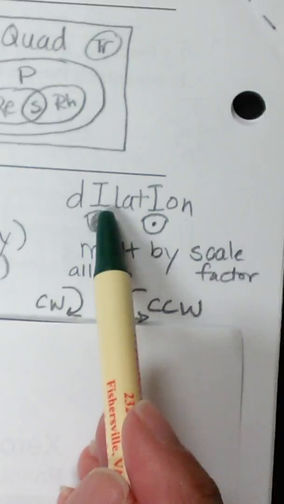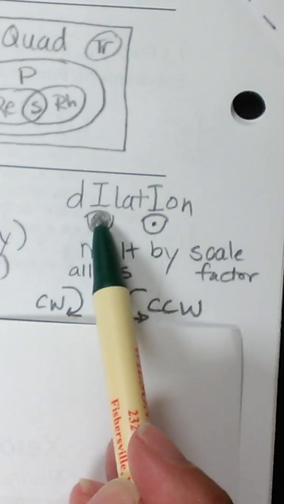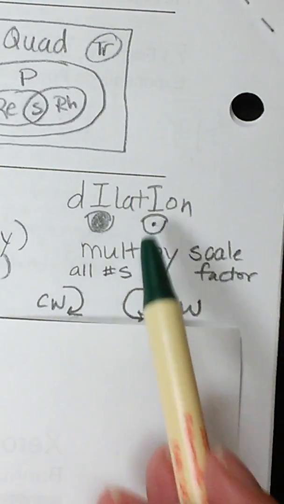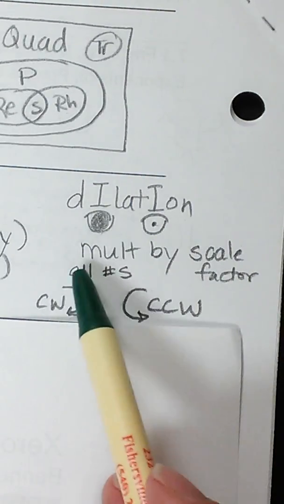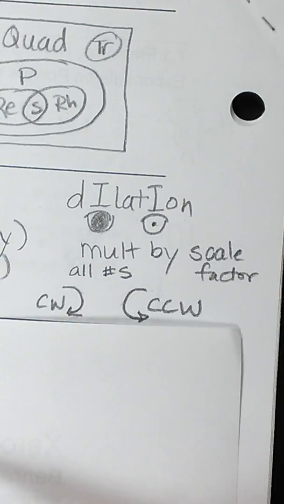Dilation. Remember that that's the two eyes like you have at the eye doctor. It can make things bigger, like what normally happens at eye doctors, or it can make things very small. You multiply all the numbers by the scale factor in order for a dilation to occur.